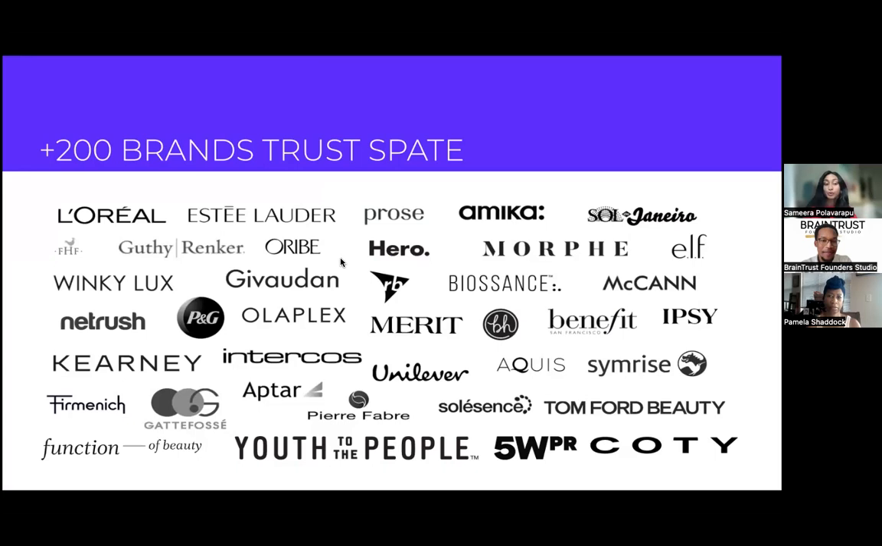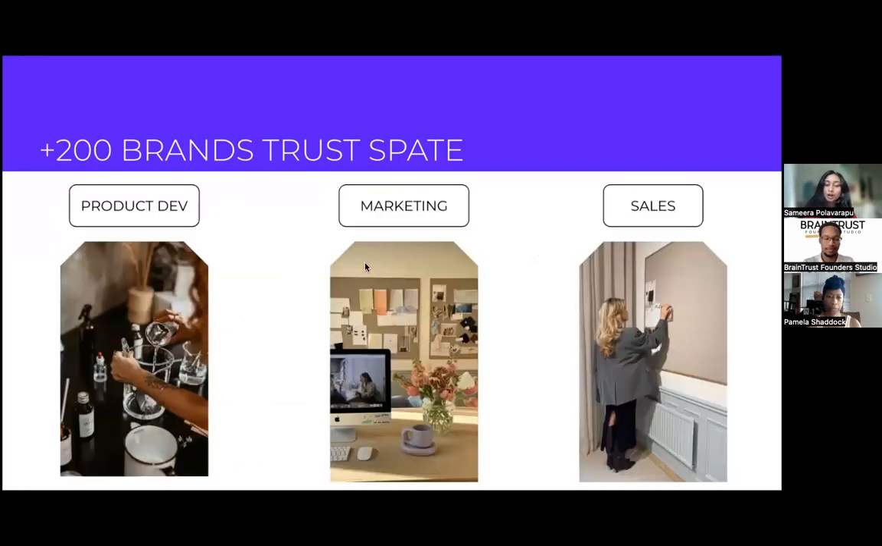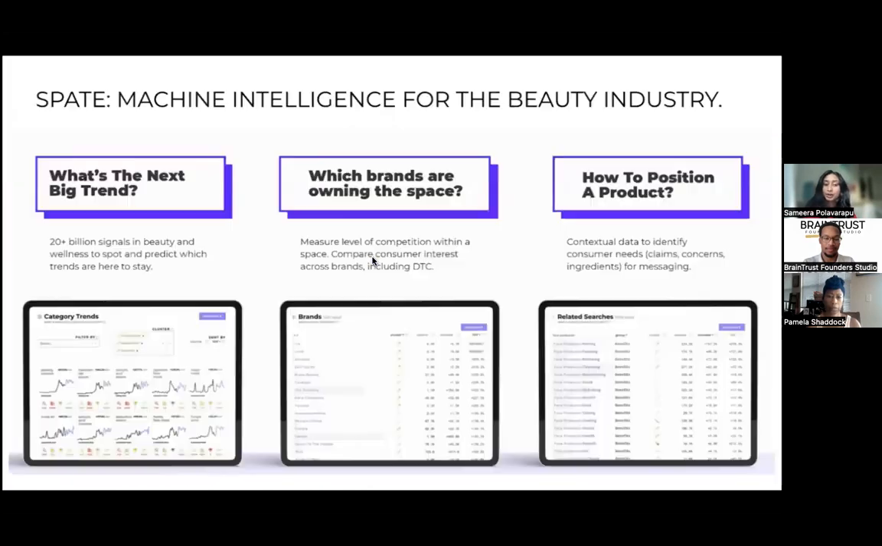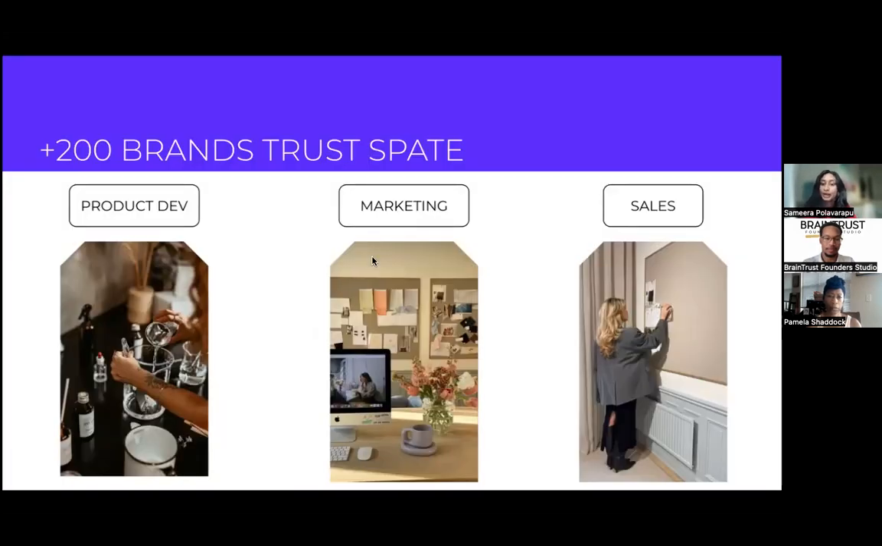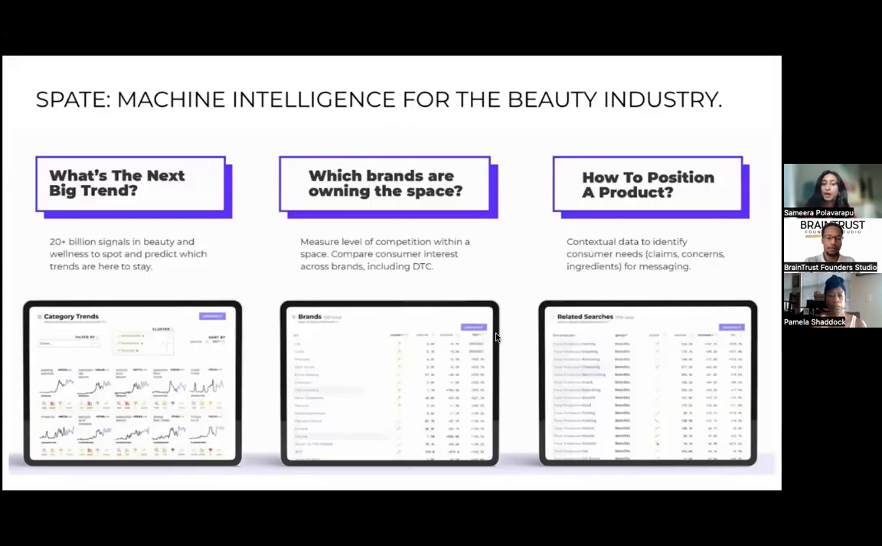Amazing. Well, Spate works with over 200 brands today. We're primarily in the beauty space, and we've since expanded to personal care, wellness, home care, as well as food and drink. We also are working primarily with product development, marketing, and sales teams. And we also work with a lot of social media and content teams as well that leverage our data. And we help answer three big questions. What's the next big trend? Which brands are owning the space? And how to position a product? And I'm going to jump into our platform so that I can show you exactly how each of these questions gets answered based on our features.